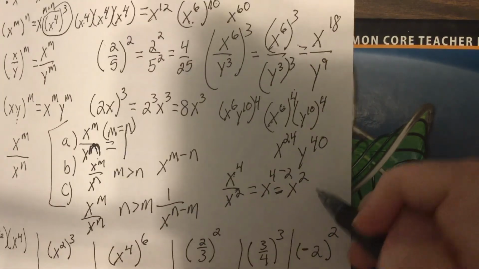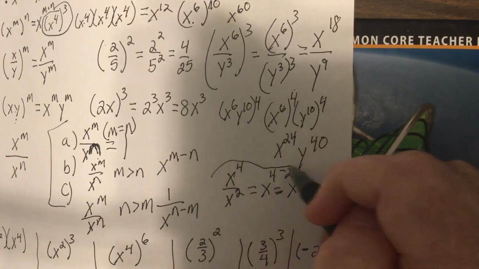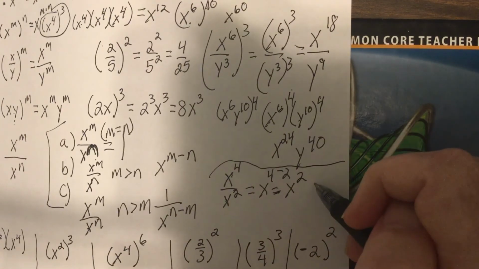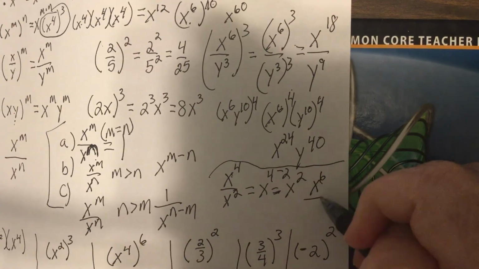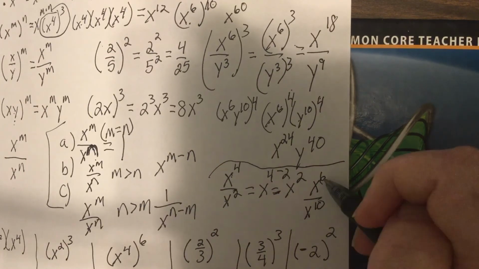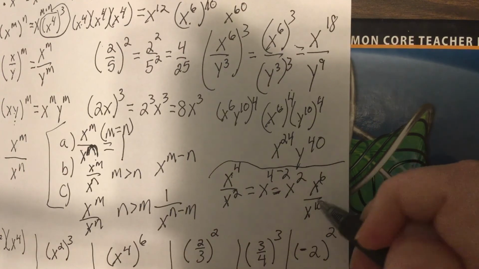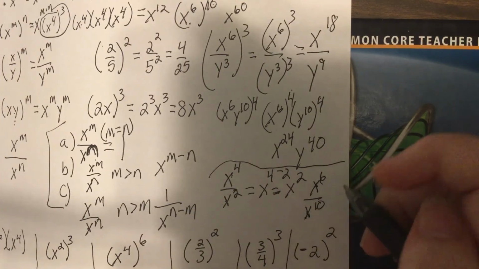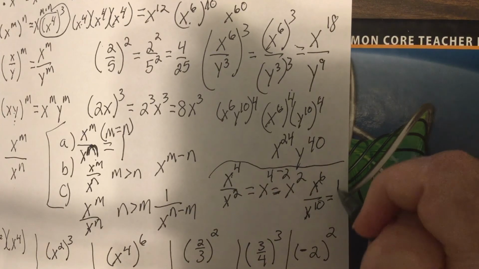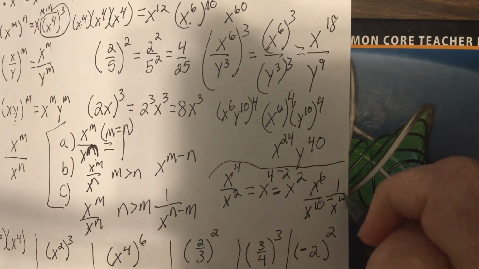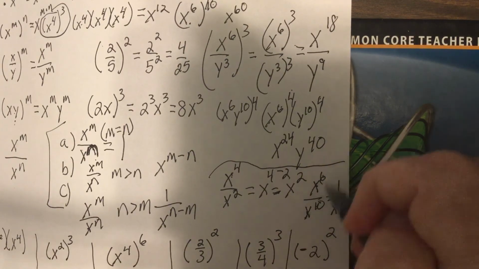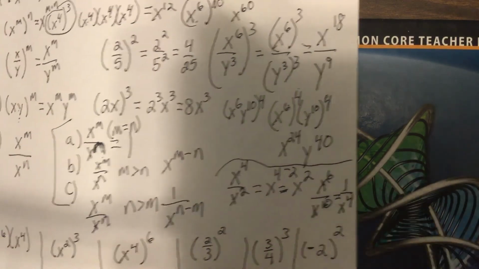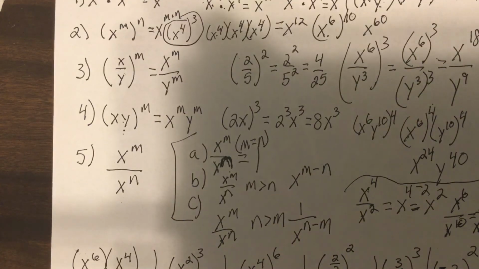Or if I had x to the 6th over x to the 10th, 6 x's cancel here, 6 cancel here because those are in common in both. So it would be 1 over x to the 4th. You go 10 minus 6, it stays on the bottom because the bottom power is bigger. Now we're going to do some practice in the next video.